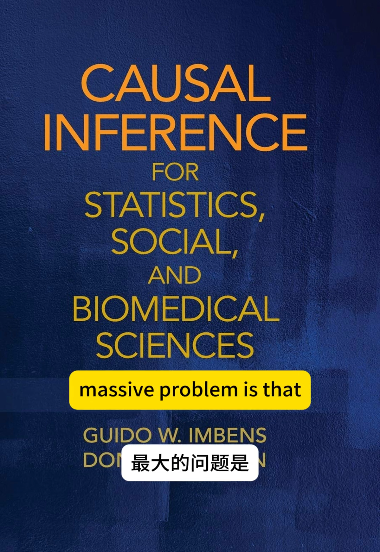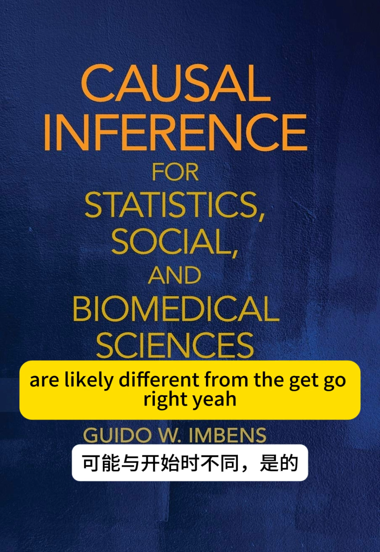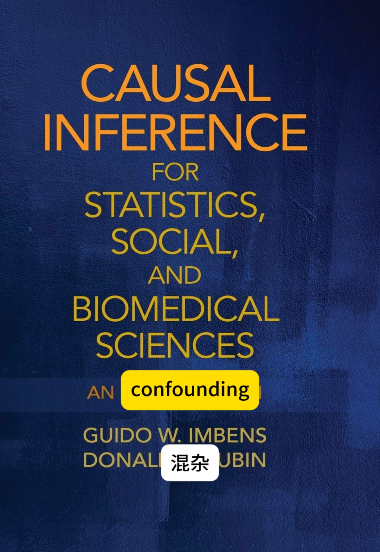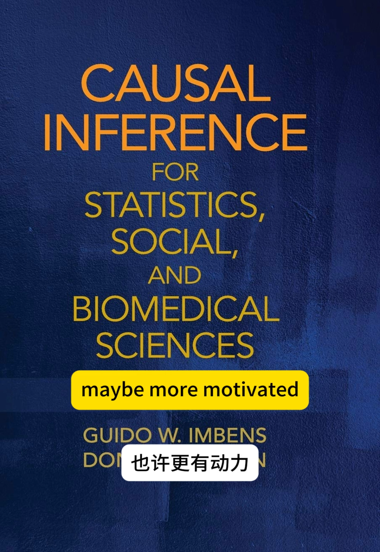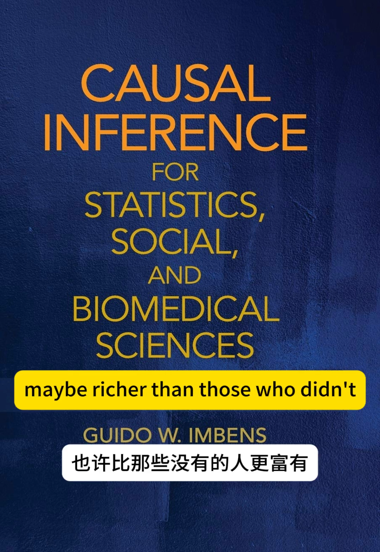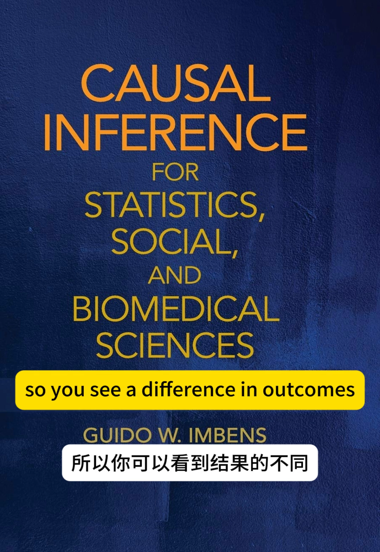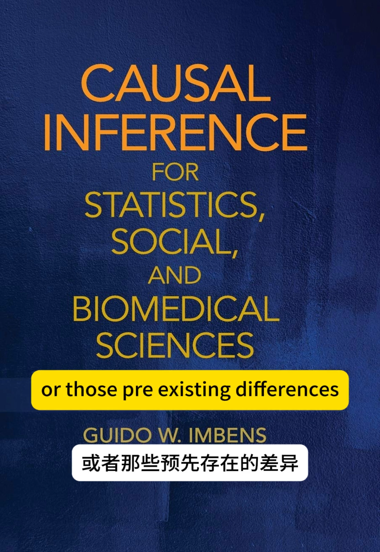And the immediate massive problem is that the groups getting different treatments are likely different from the get-go, right? Yeah. Absolutely. That's the core challenge. Confounding. The people who chose the treatment might be different, maybe healthier, maybe more motivated, maybe richer than those who didn't, in ways that also affect the outcome you care about. So you see a difference in outcomes, but you can't tell if it's the treatment or those pre-existing differences.